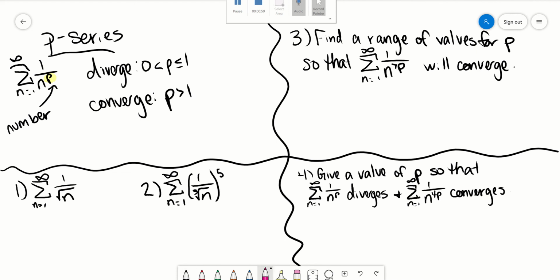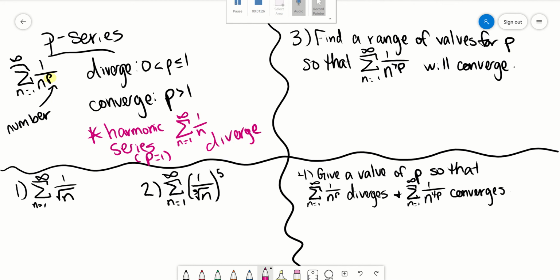Now, one note that I really need to make, because I don't think I did this in class the way I should have, is there is a special p-series called a harmonic series. The harmonic series is when p is equal to 1. So just this series, n equals 1 to infinity, 1 over n, is the harmonic series. The harmonic series is going to diverge because it fits in that range right there. I don't necessarily know that that wording will come up, but just in case it does, harmonic series is just a p-series where p is equal to 1.